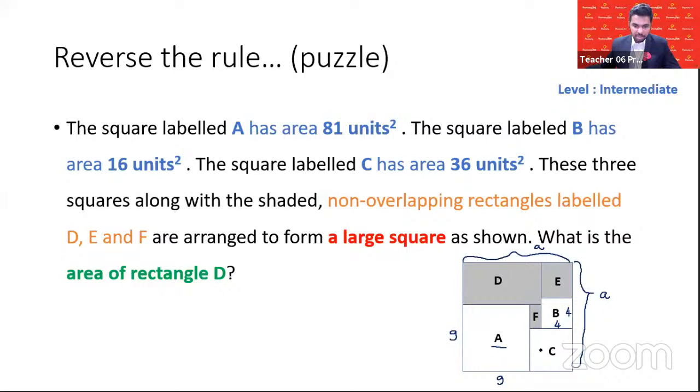What about C? C has the area of 36. So this side is 6, this side is 6. Now you are given some information that the total side, A, is going to be 9 plus 6. Now using these hints, you can find what is the area of D. So that is homework for you.